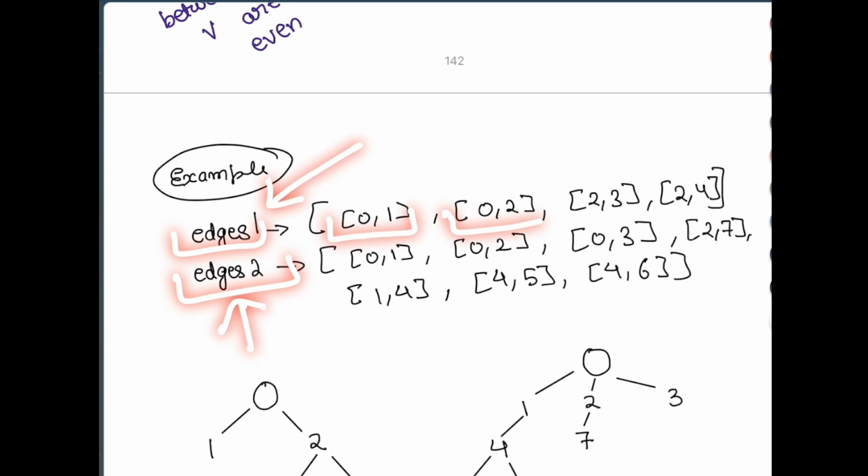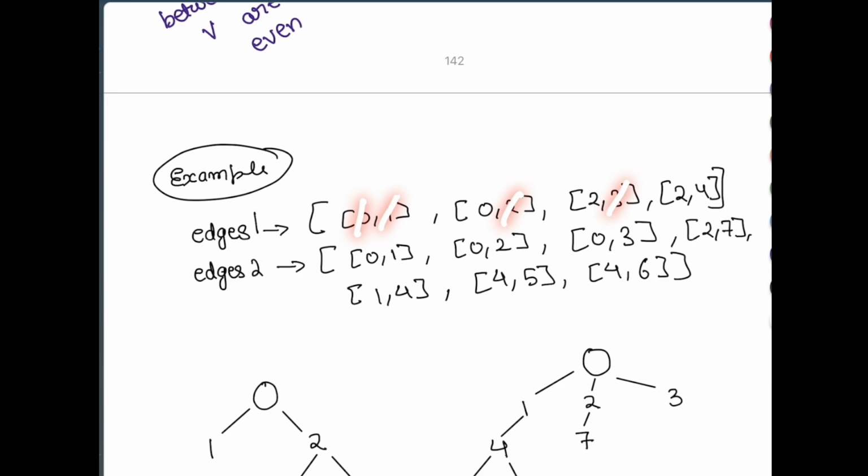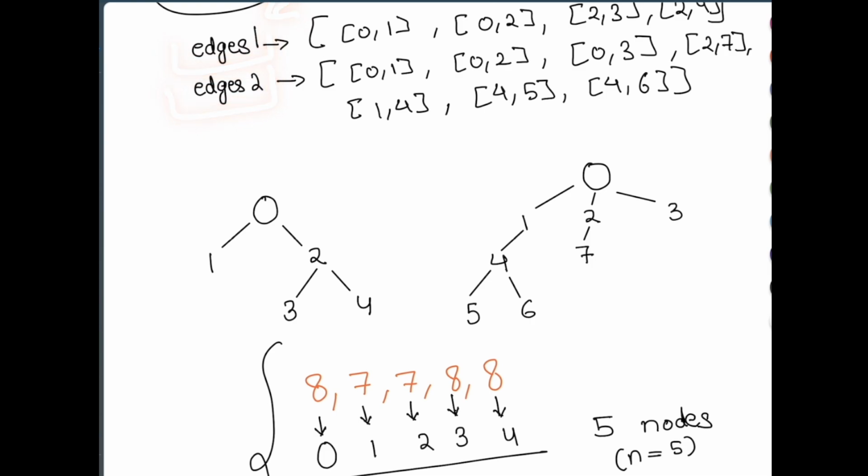Each edge is telling me that 0 is connected to 1, 0 is connected to 2, 2 is connected to 3, and 2 is connected to 4. Each number like 0, 1, 2, 3, or 4 denotes a node in the tree. So there are edges given for the first tree and the second tree. Let us see how the tree will look.